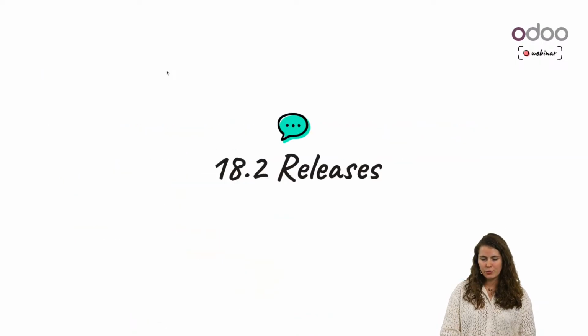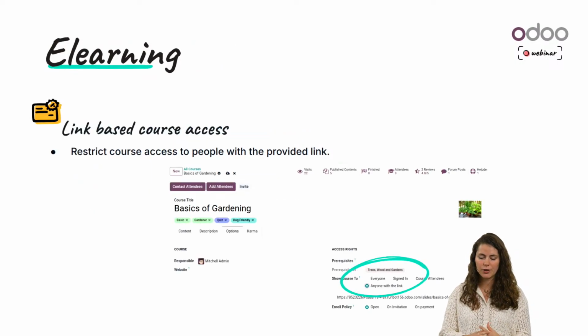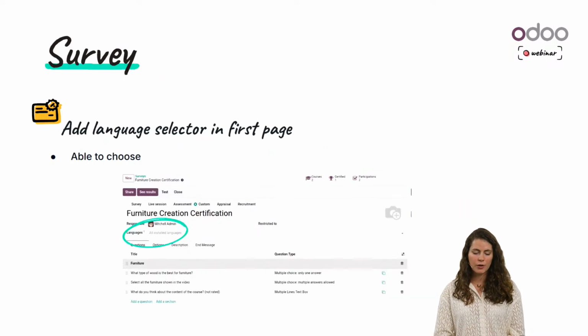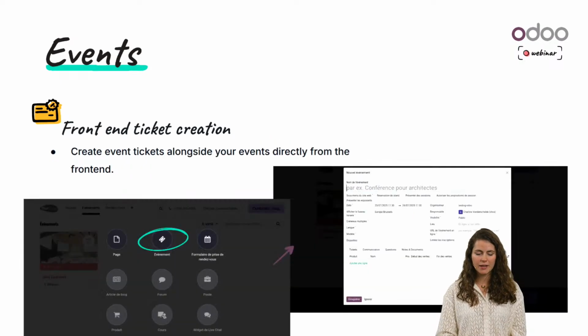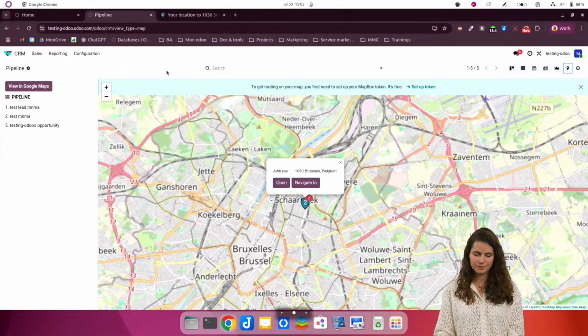In 18.2 now, we also had a couple of other features regarding events, but also with eLearning and survey. With eLearning, we can now access the course with a link. Basically, we're going to show the course only to those who have access to the link. With the survey, we can now add a language selector on the first page. And finally, with the events, we can generate new events from the front end, from the website editor. So let me show you what it looks like.